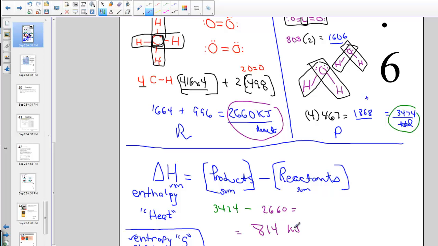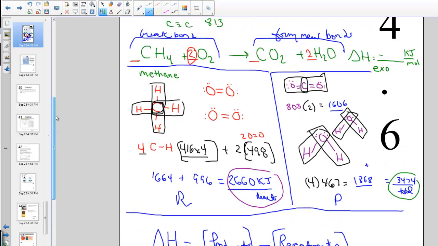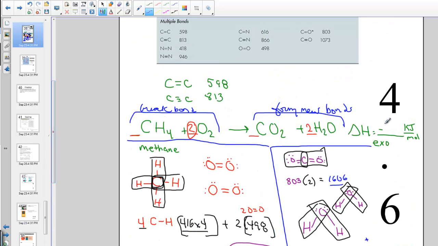And that's in kilojoules. We understand that burning was an exothermic process. So as the course of this reaction occurred, 814 kilojoules of heat energy was released for every mole of methane. Exothermic, as all combustions are.